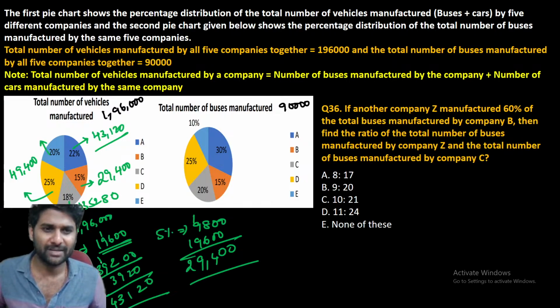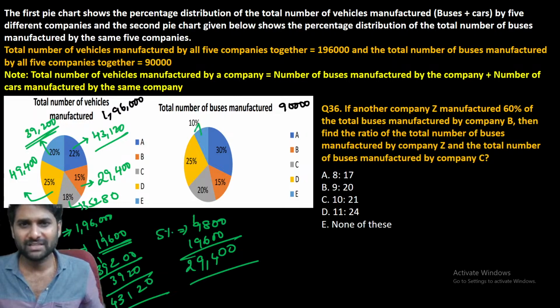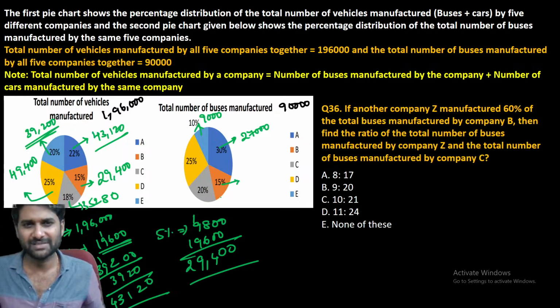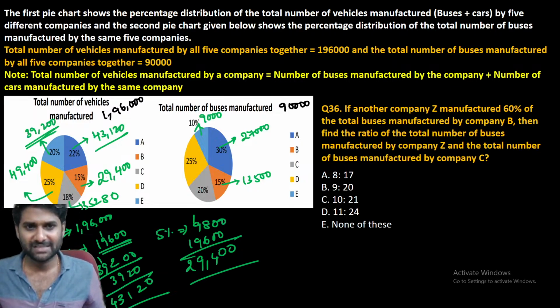Now you already know the 20 percentage value is 39,200. So you will get the value of the total number of vehicles manufactured. So what about the 10 percentage? 10 percentage is equal to 9,000. 30 percentage is equal to 27,000. 15 percentage value means 13,500, half of 30, right? It's 13,500. Now 10 percentage is 9,000. 20 percentage is equal to 18,000.